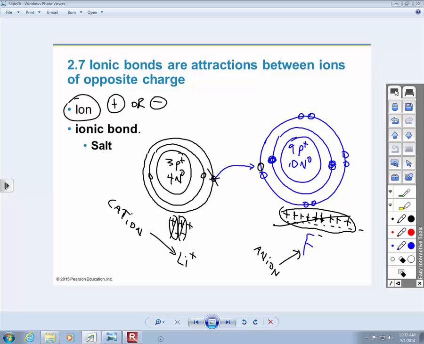So that leaves me with 3 positives and only 2 negatives. So I put 3 positives and just 2 negatives. And a positive and a negative, that's neutral. They neutralize. They cancel each other's charge. So you're just left with a positive charge. That makes sense? Okay.